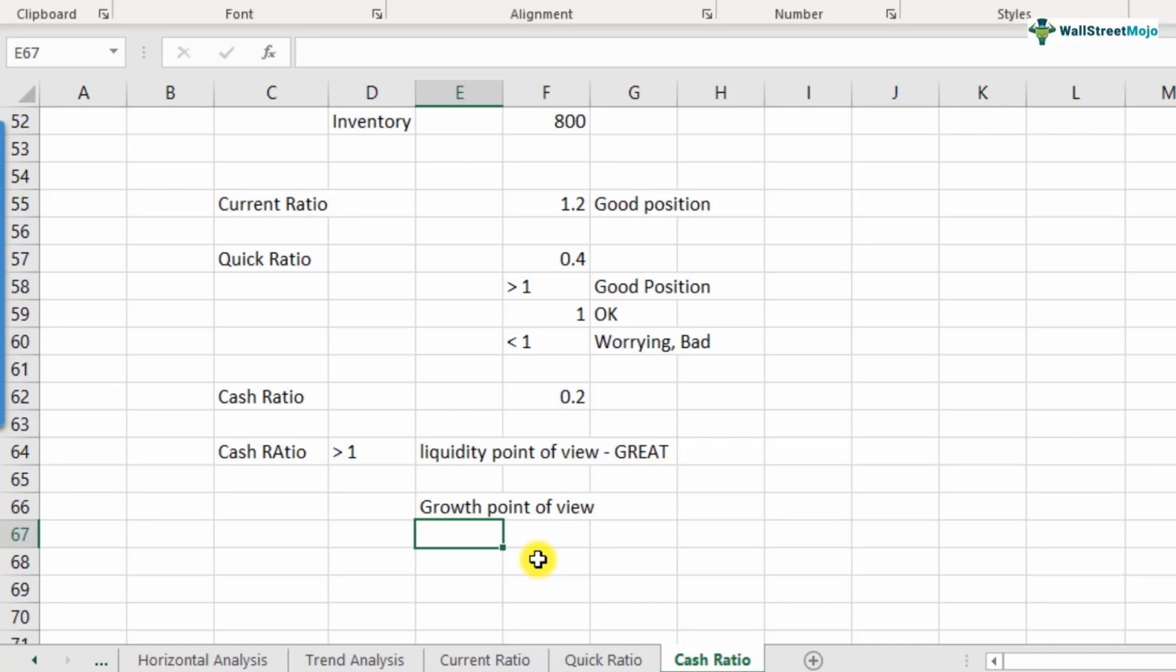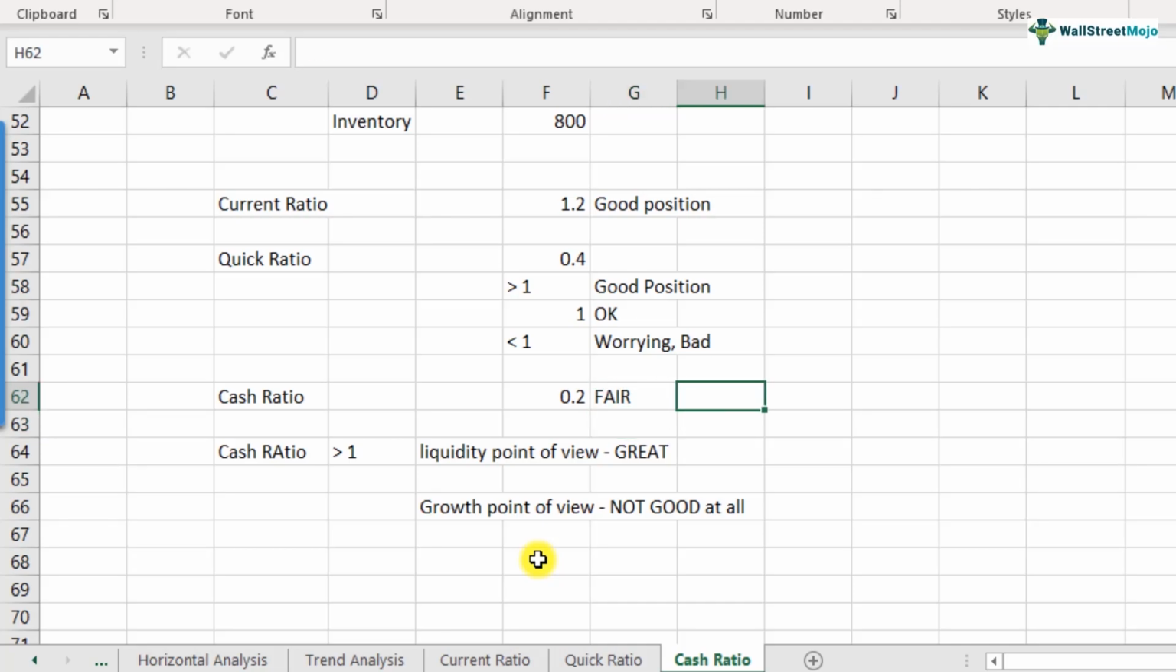The other reasons could be that you are piling up cash for a potential acquisition or something. That's a separate story altogether. But in general, if the cash ratio is greater than 1, liquidity is great, but from the growth point of view, it is not good at all. But if it is less than 1, like in this case it was 0.2, it's fair. This is what a healthy cash ratio should actually look like.